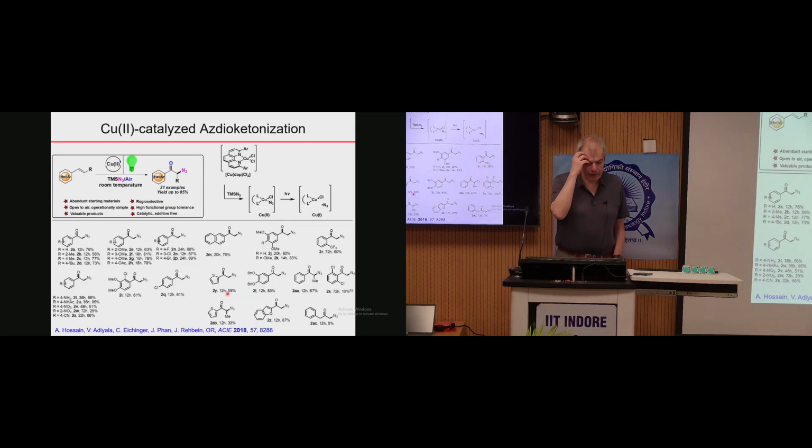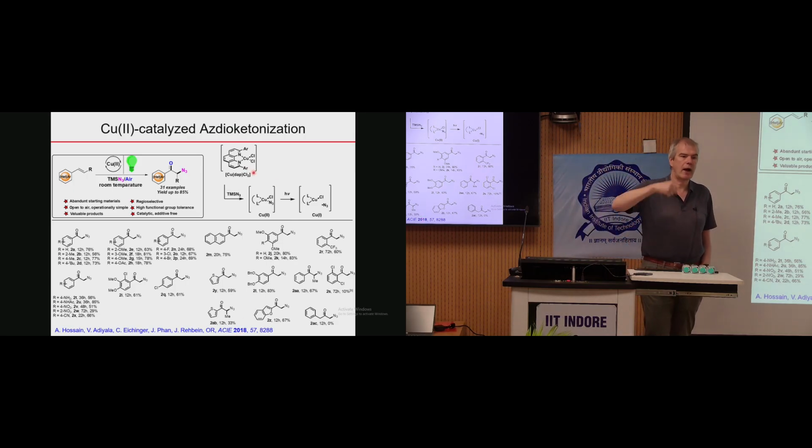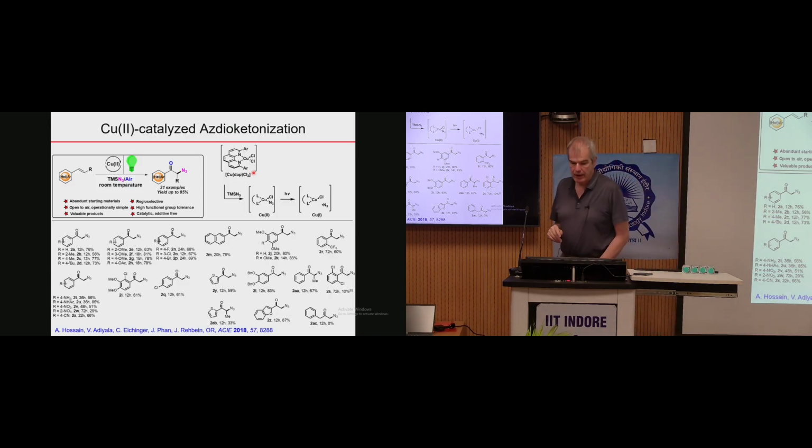So our first contribution to this came already in 2018, and there we showed we wanted not only to have the halogen radicals and do hydrogen abstraction. We were wondering, can we get different radicals and do other types of chemistry? And so one thing we did is we were looking at azides, and so we are making copper azide complexes.